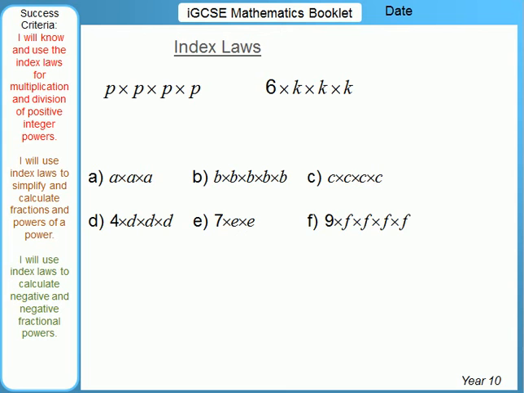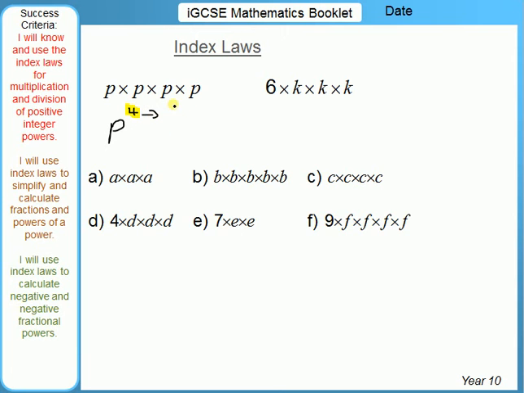Now we have in front of us P times P times P times P. Now if we're multiplying all these P's together, we get then P to the power of 4. This number 4 is what we call an index.